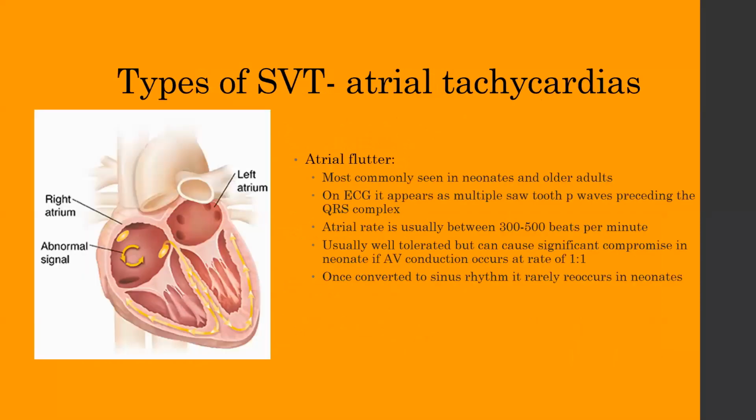So I'll briefly talk about atrial tachycardias. They're not that common at all, particularly in neonates. So I'm just going to touch on atrial flutter and then leave this and not talk any more about atrial tachycardias. Atrial flutter is common in older adults and occasionally can present in the neonatal period as well. You get multiple sawtooth P waves, and then you will get a QRS complex, and the ratio can vary. You might have 3 P waves to 1 QRS complex, or 4 or 5.